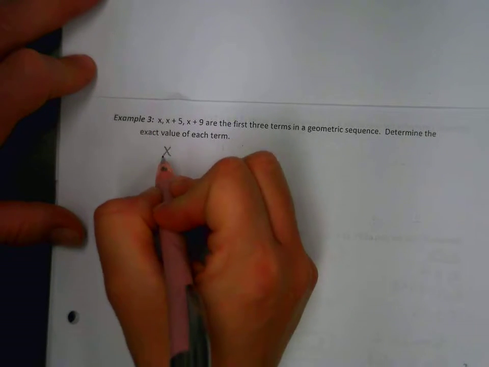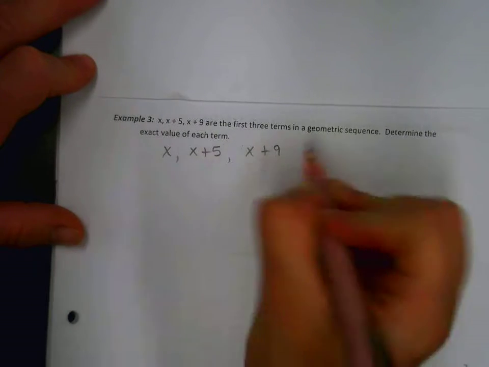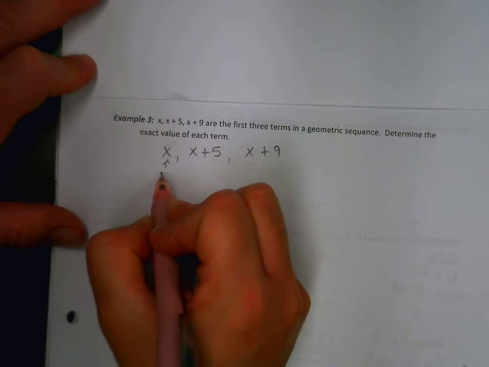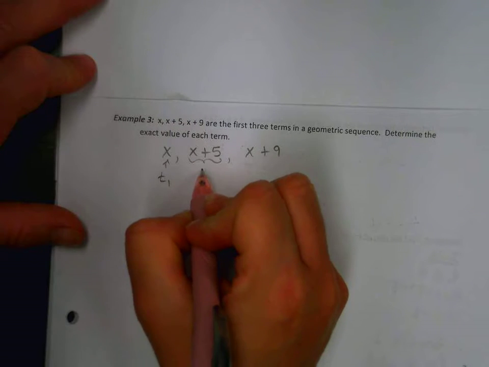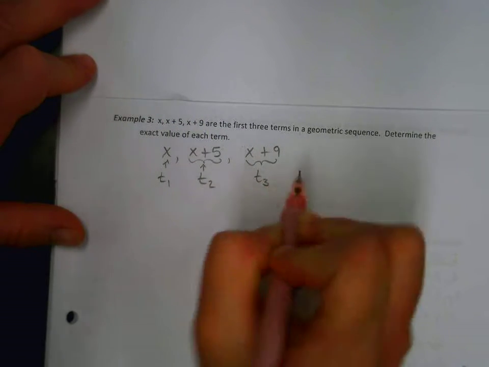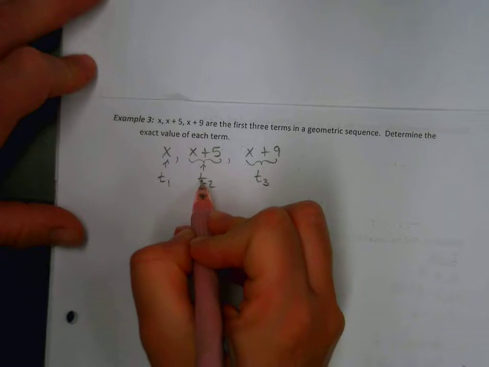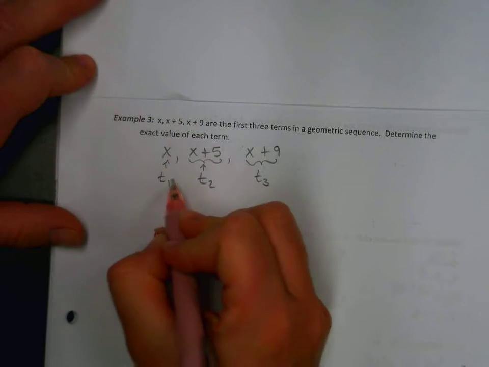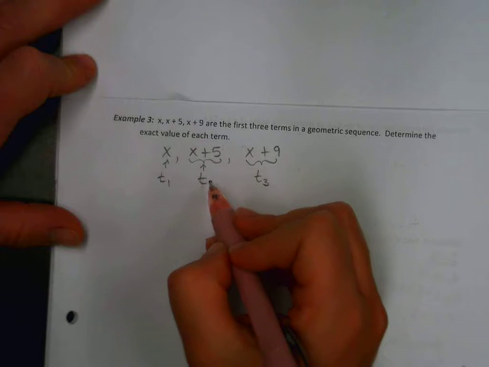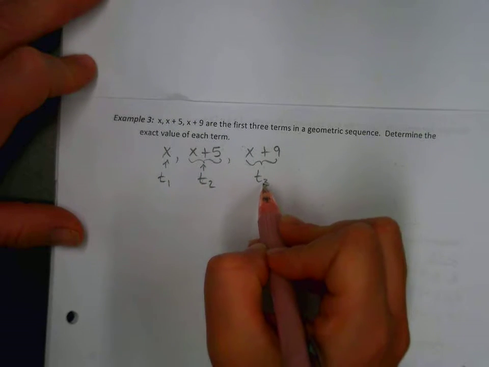Okay, so thinking about this geometric sequence, this is our first term, second term, and this is our third term. And thinking similarly to arithmetic sequences, to get from the first term to the second term, we need to multiply by a common ratio. Same as going from the second term to the third term, we also need to multiply by this common ratio.